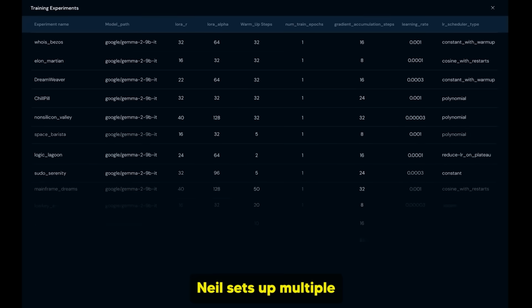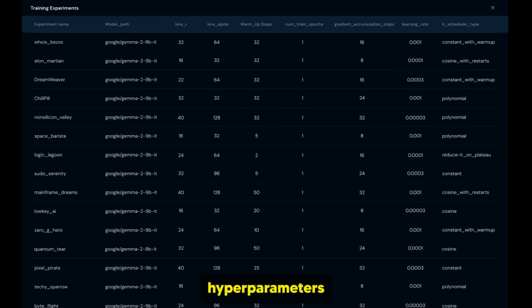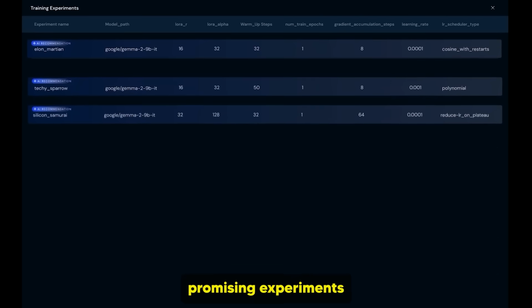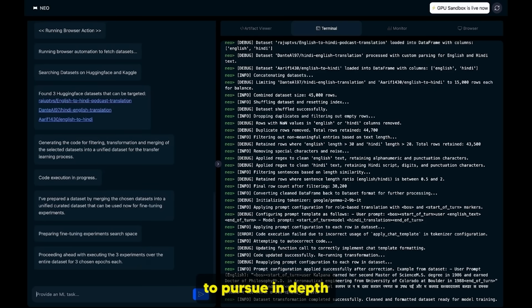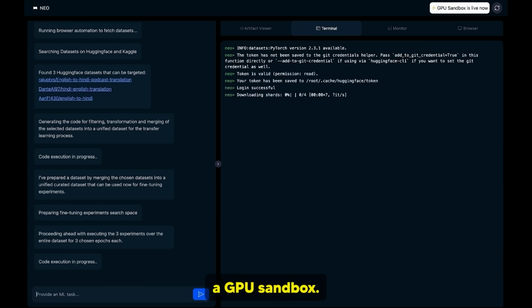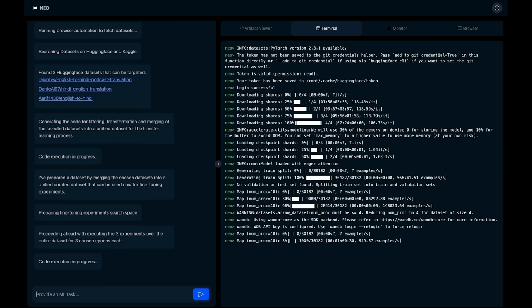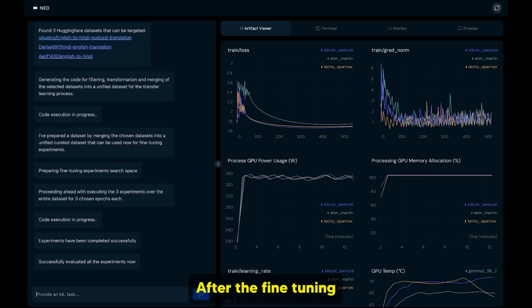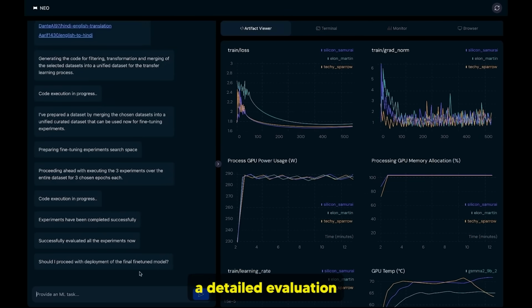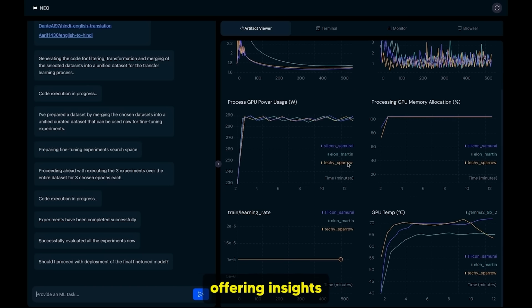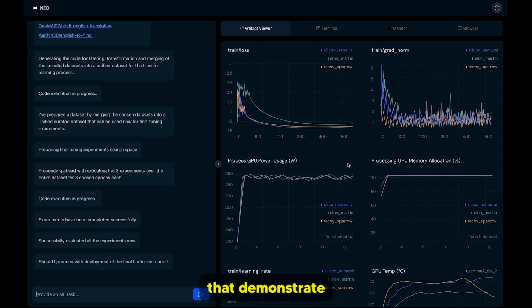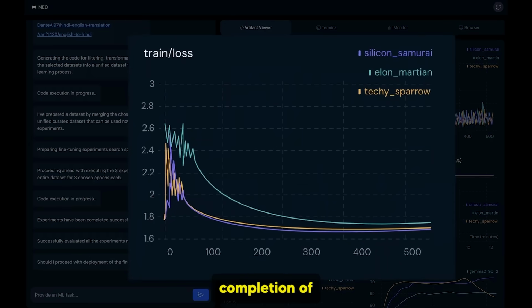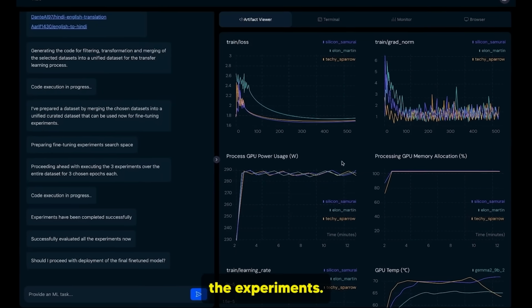Neo sets up multiple fine-tuning experiments with different hyperparameters. To save time and resources, it selects the most promising experiments to pursue in depth and runs them in a GPU sandbox. After the fine-tuning process, a detailed evaluation report is generated, offering insights into the loss curves that demonstrate the effective completion of the experiments.